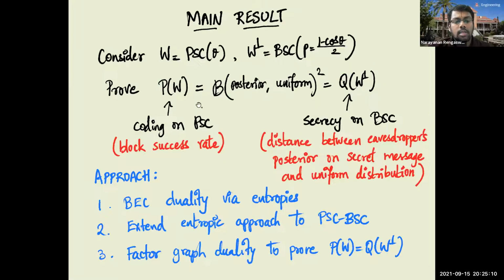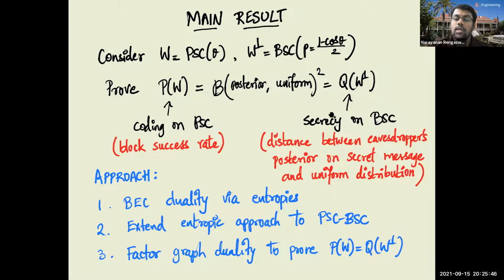So we consider this special setting of the primal channel being the pure state channel, where the input is classical 0 or 1, and the output is one of two possible pure states governed by this parameter theta. And the dual channel, using Renes's notion, is the binary symmetric channel with this specific parameter, which is coupled to the primal channel. Now we show explicitly that the block error rate on the primal channel for channel coding on the pure state channel is exactly equal to the Bhattacharyya parameter squared between the posterior and the uniform distribution for secret communications on the binary symmetric channel.